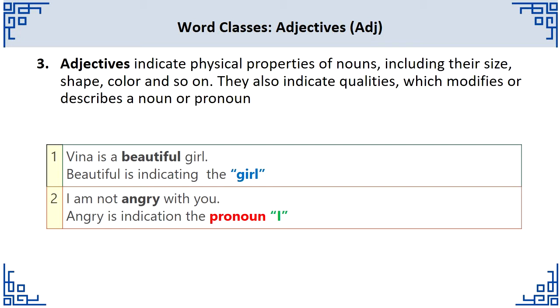Attributive adjectives directly modify a noun and normally have a fixed position. So for example here, a beautiful girl. Second one, predicative function of adjective means that the adjective functions as the predicate in a sentence. So for example, she is angry. I'm not angry with you.